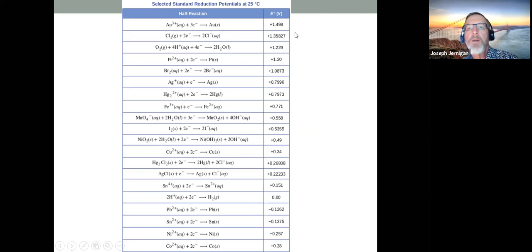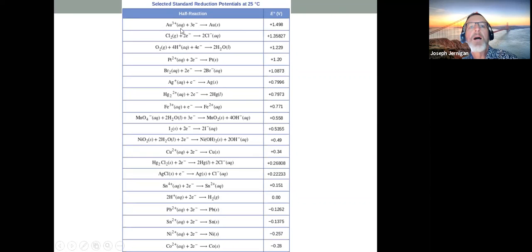Okay, so the gold 3+ was up there at the top, 1.498 volts. That's the oxidant because it's got a very large positive E0, a very large standard potential. And the nickel, therefore, is going to be the one that gets oxidized, as Elizabeth said. That one is way down there, minus 0.257.